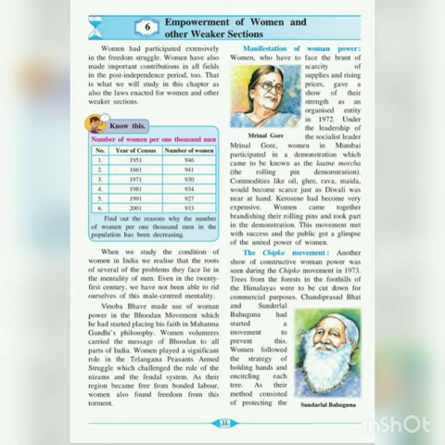The next movement was the Chipko movement. Another show of constructive woman power was seen during the Chipko movement in 1973. Trees from the forest in the foothills of the Himalayas were to be cut down for commercial purposes. Chandi Prasad Bhatt and Sundarlal Bahuguna started a movement to prevent this.